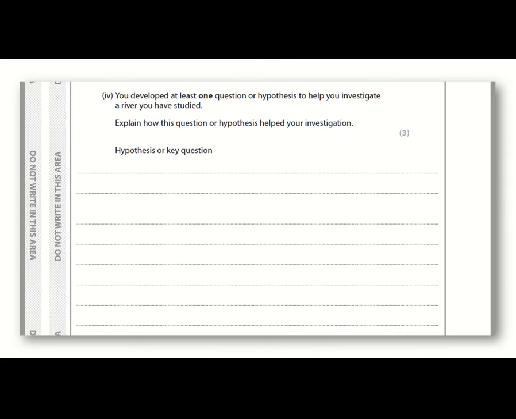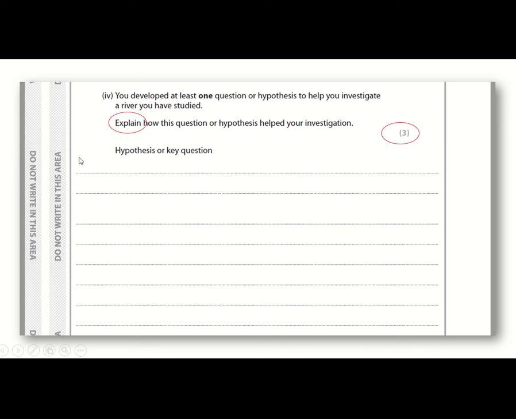Okay, so this looks like an exam question here. We've got "explain", so we've got to give reasons how our question or hypothesis helped our investigation for 3 marks. It says you developed at least one question or hypothesis. Well, we've got 2 on the last slide. Go back and look at them if you want to. Hypothesis to help you investigate a river you've studied. Explain how this hypothesis or question helped your investigation.